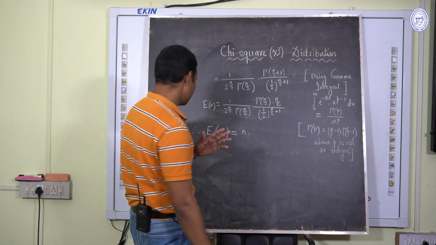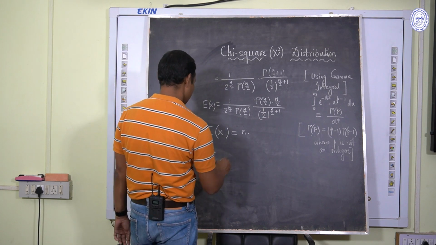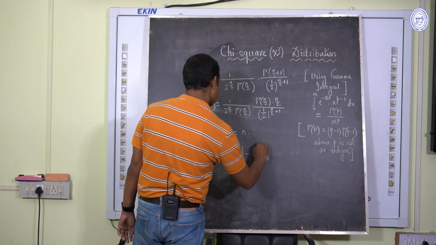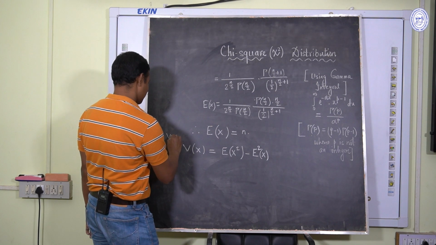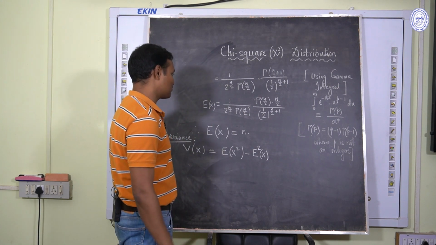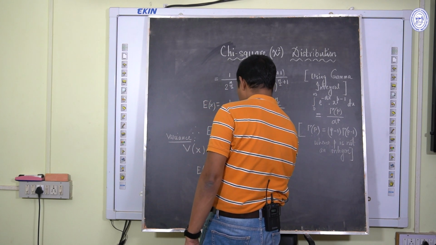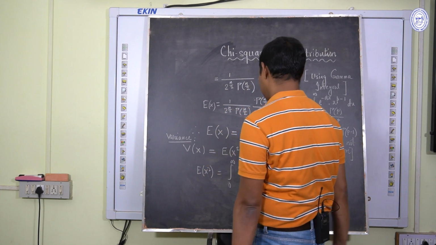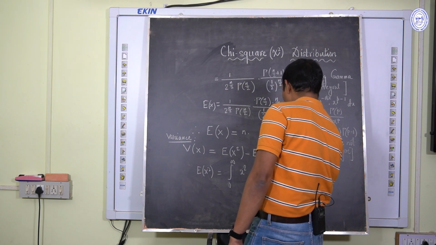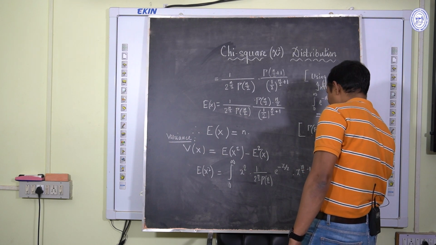Now, we have to find the variance of the chi-square distribution. Variance x equals expectation x square minus expectation x whole square. First, we have to find expectation x square. Expectation x square equals integration 0 to infinity x square into 1 by 2 to the power n by 2 gamma n by 2 e to the power minus x by 2 into x to the power n by 2 minus 1 dx.